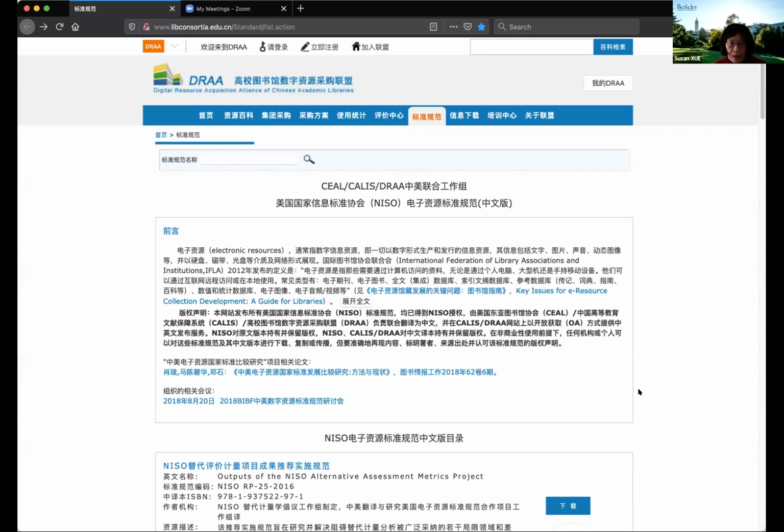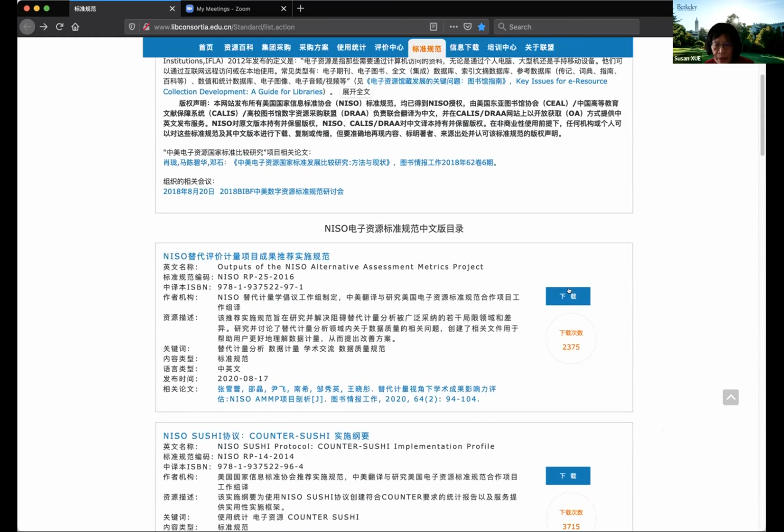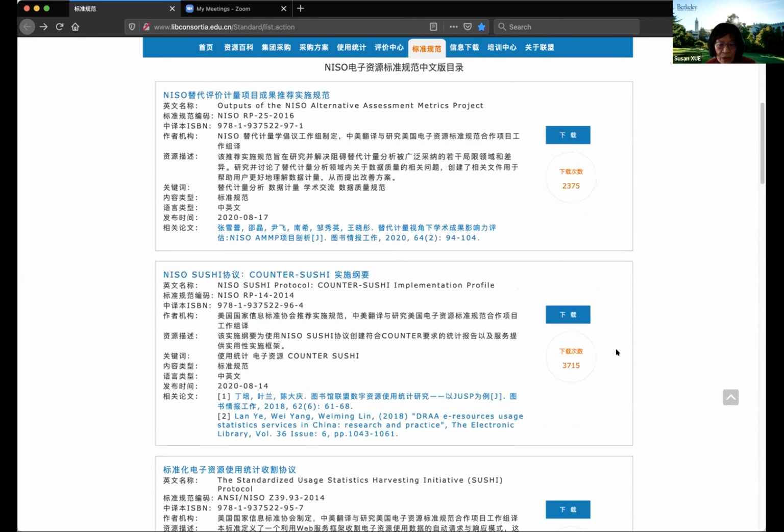This is the website publishing the Chinese translations of the standards and recommended practices. This is a download button. As you can see, the first one has already been downloaded 2,375 times. In fact, this one was finished last; I think we completed it only last year. This next one even got a higher number, over 3,700 times.